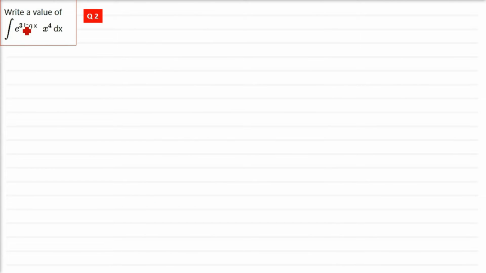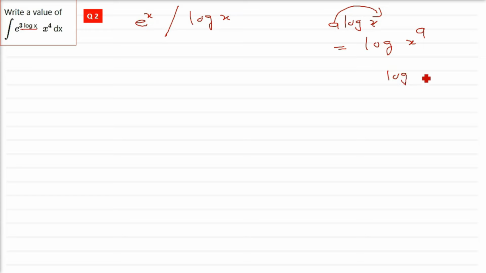Next one is e raised to 3 log x multiplied by x to the power 4. Now all these questions will need a lot of understanding about exponential and logarithmic functions. That means if you have e to the power 3 log x, now you already know this, we have discussed this, that if you have a log x, it simply means log x to the power a. In general terms, log x to the power y is y log x. The power comes in front. So the concept is like this.